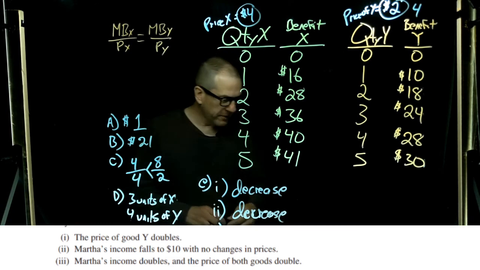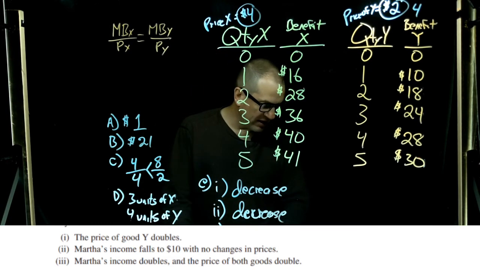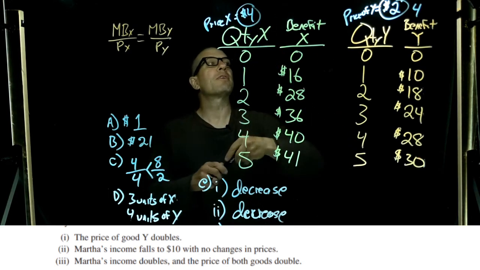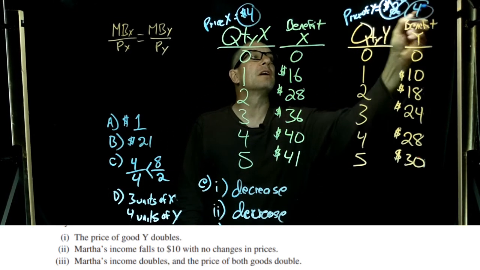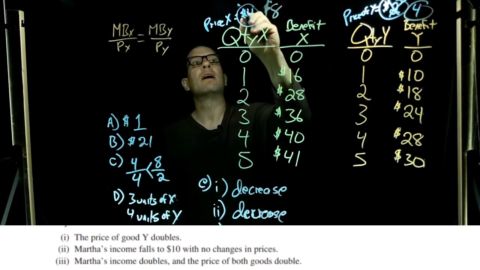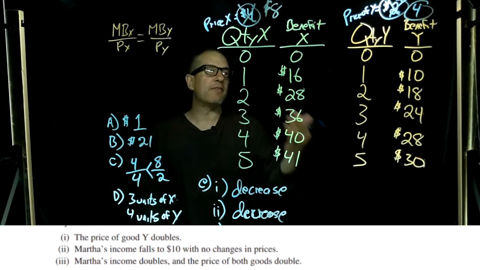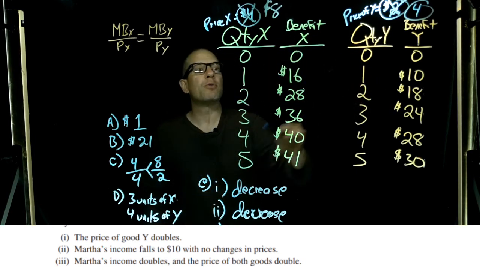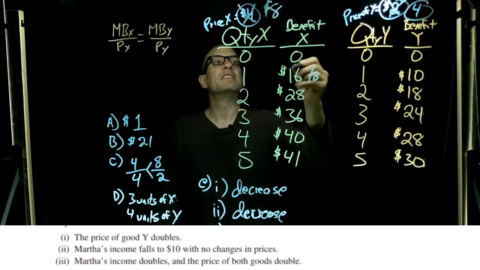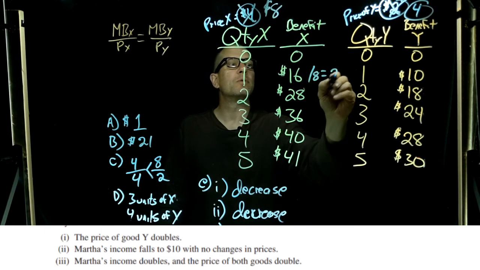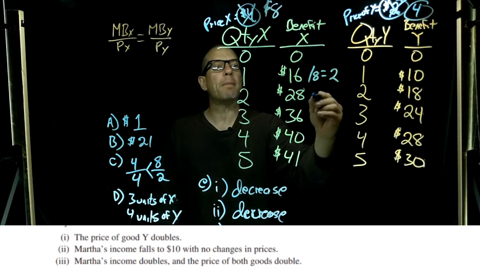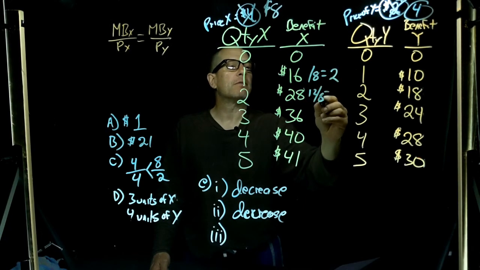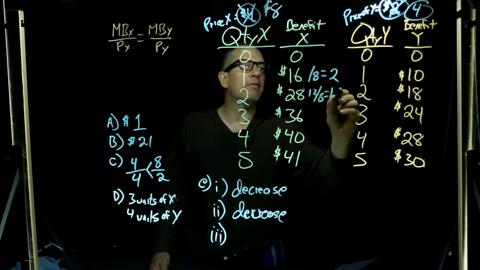All right. Third question says Martha's income doubles and the price of both goods double. So the price of both goods double here. One goes to $4 and this one goes to $8. And I went from $20 to spend to $40 to spend. Well, everything's going to just change here. If we were to go through the marginal benefit here, this is going to be 16 divided by 8, would be 2. We would go up by 12 here, so 12 divided by 8 would be whatever it happens to be, 1.5 probably.